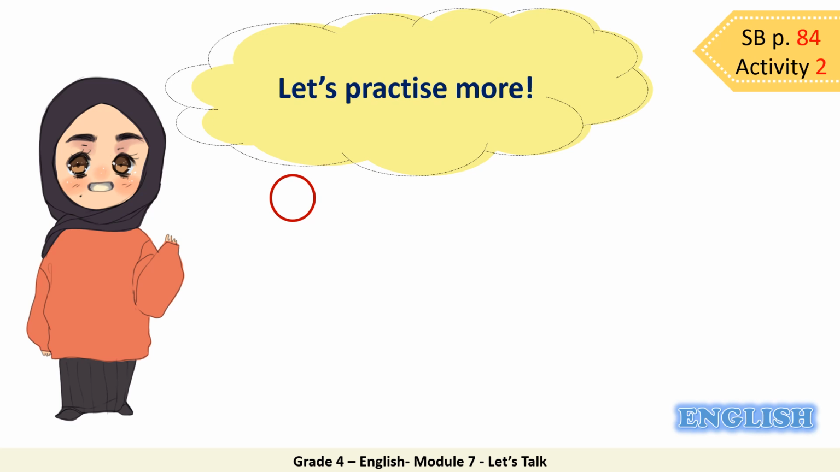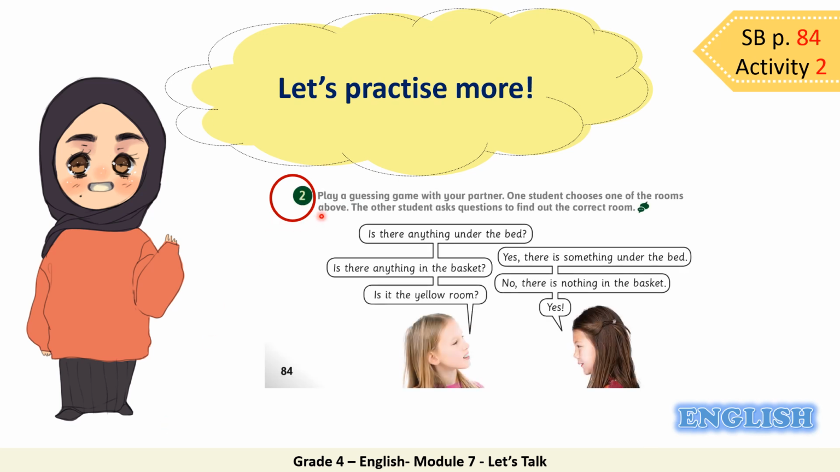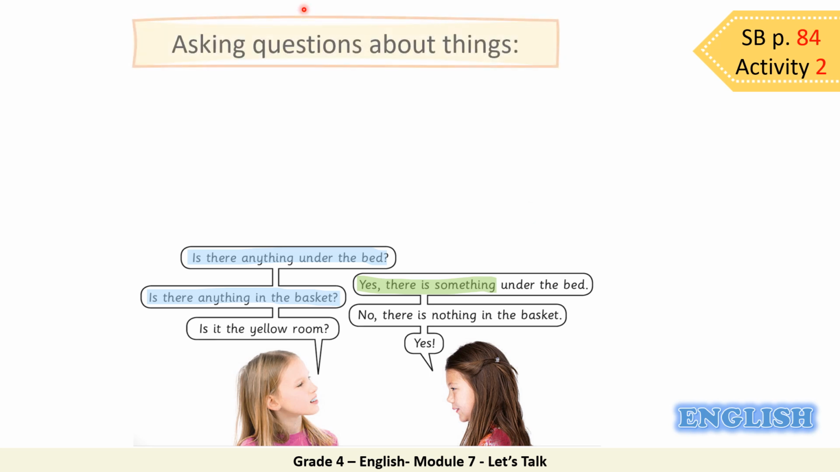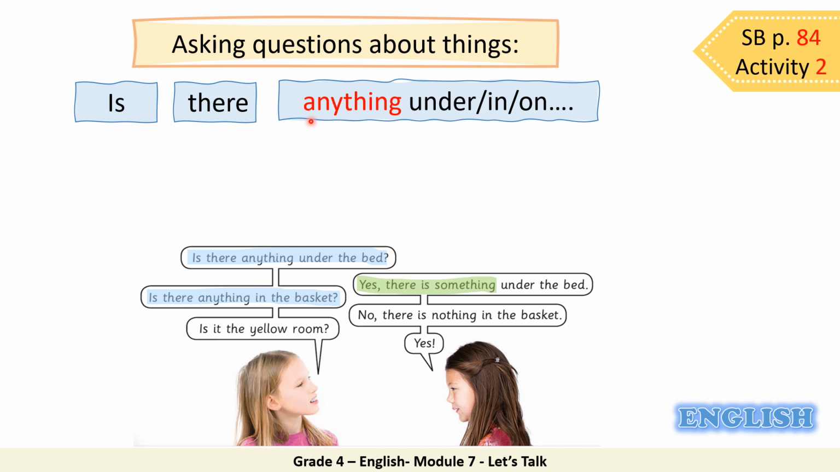Please make sure your students' books are open on page 84 and look at activity number 2. Look at the conversation between the two girls. One girl is asking the questions, the other girl is answering. To be able to ask questions about things, you should form the question as the following. Is there anything under, in, on, and then you continue the question. Don't forget to end the question with what? A question mark. Good job.